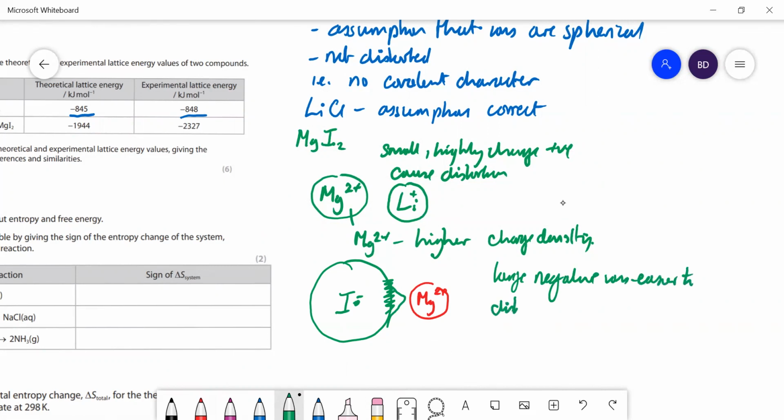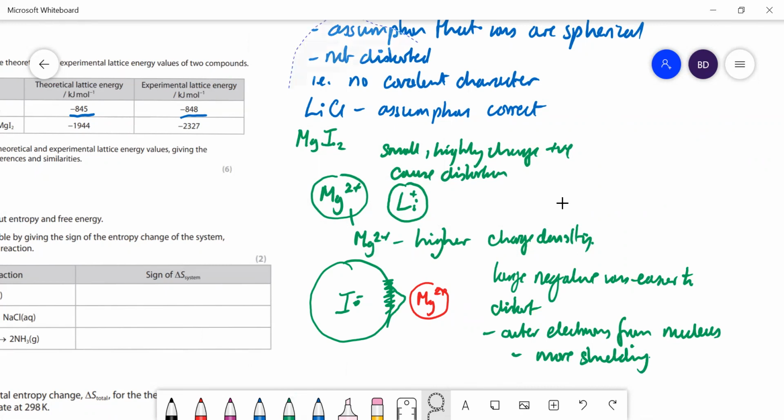Right, because the outer electrons are further from the positive nucleus, and there is also more shielding, so the nucleus can't hold on to them as strongly. Okay, so quite a long answer to that question there. Right, I'm going to have to make some space there, get rid of that.